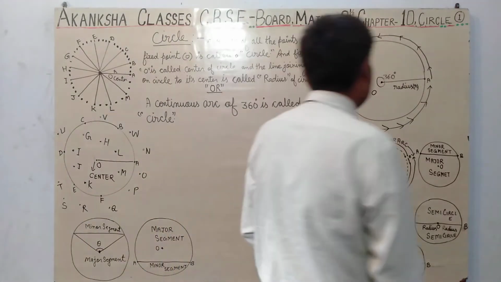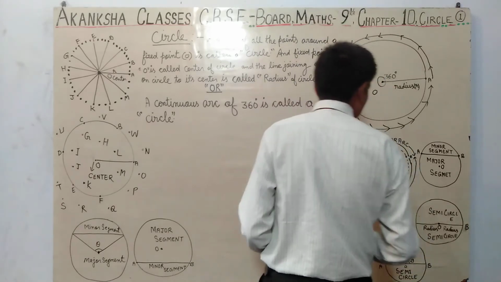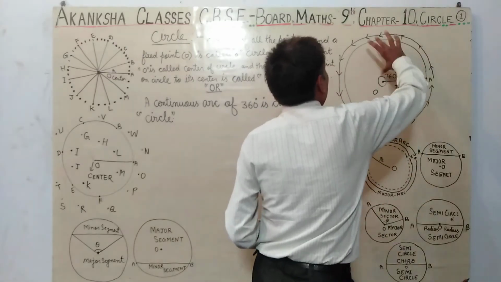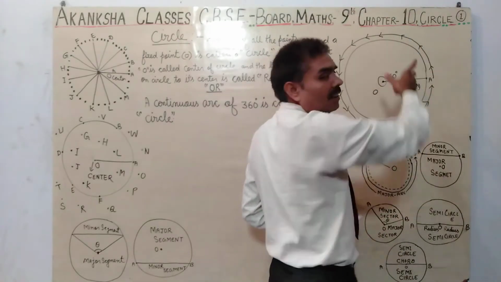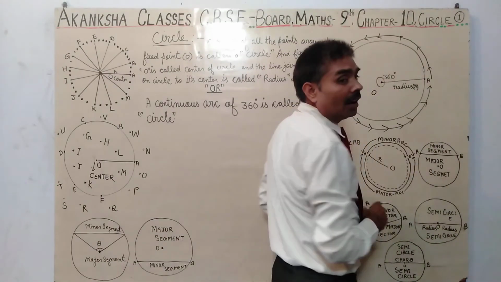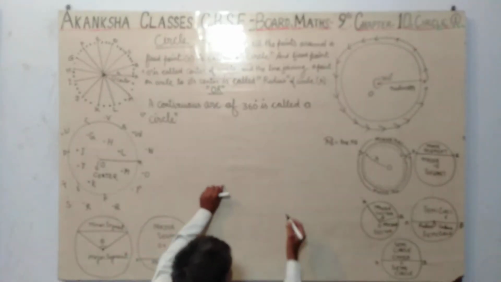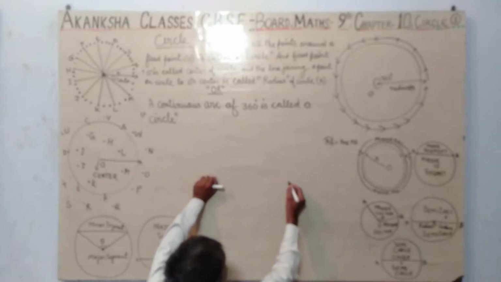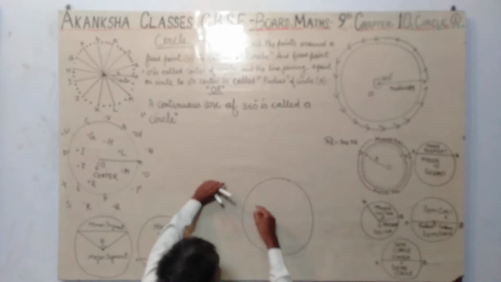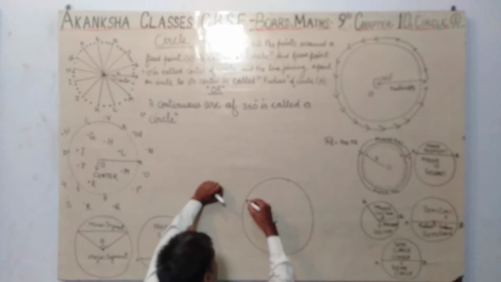Now we will learn about the length of an arc. Students, just imagine what an arc is. The curved line drawn by a compass is called an arc. Now, suppose I am going to draw an arc. But how? This is the center.